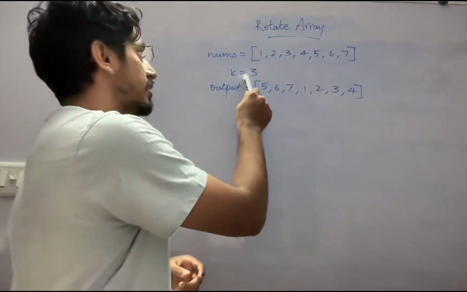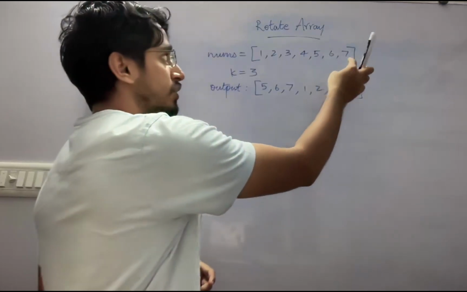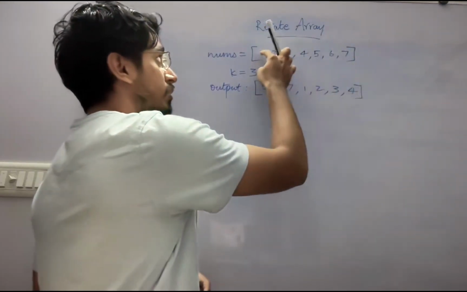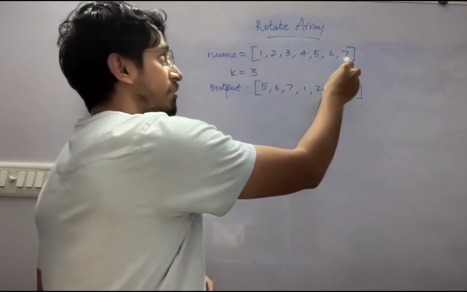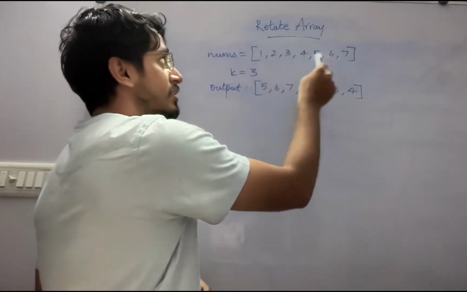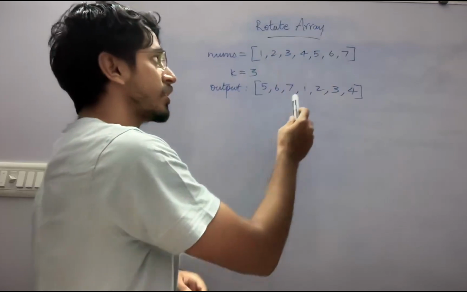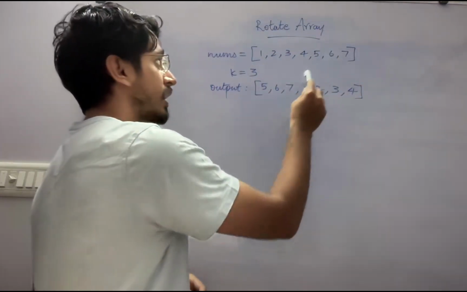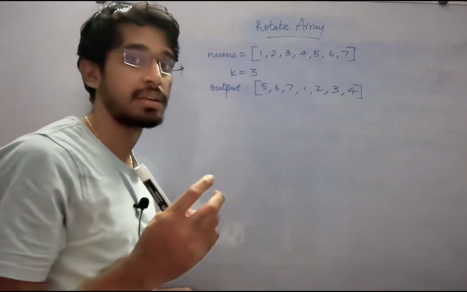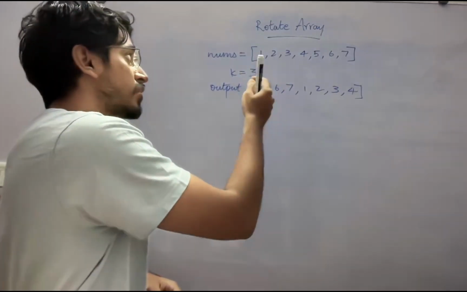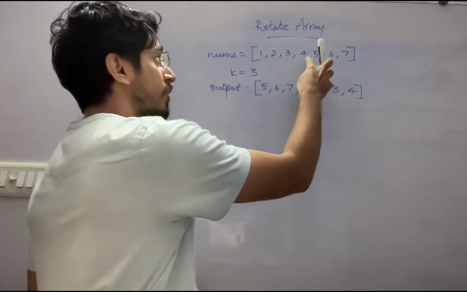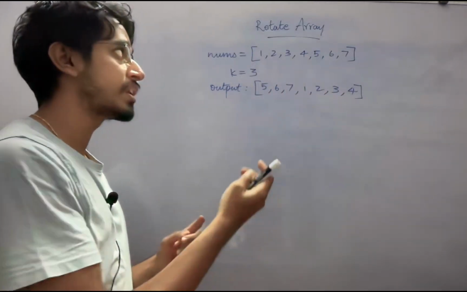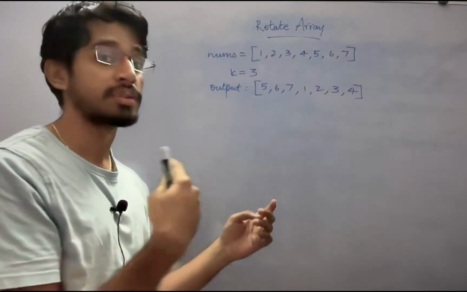If k is 3, I need to shift the last element of the array to the front, 3 times. So 7 will go at the starting position, then 6, then 5, so 3 times. So this is the output where 7 goes first, and then 6, and then 5. This happens k number of times. So k is 3; if k is 4, then even the 4 will go at the start of the array. So we are rotating the array, if this makes sense.